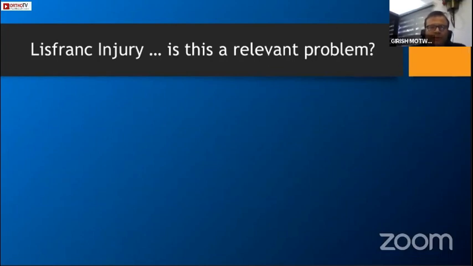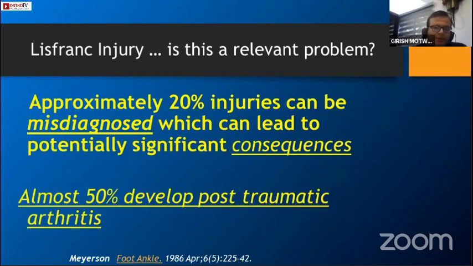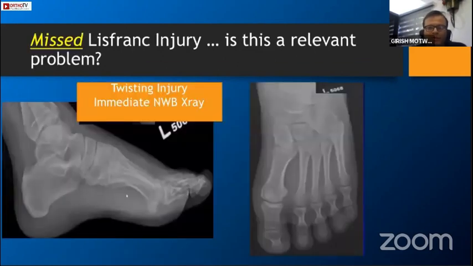Many times we see such foot sprains in our OPD, but is it a relevant problem? Let me bring your attention to two cases. What happens if we miss the gross or the subtle injuries? 20 to 30% of these injuries are misdiagnosed and maltreated, and they may lead to 50% post-traumatic arthritis. So this is not a simple injury. We should concentrate and focus on the Lisfranc region, as much as on the other injuries we take into consideration.